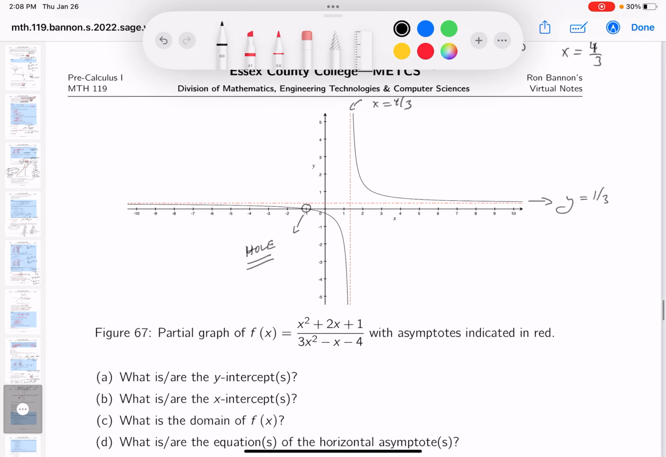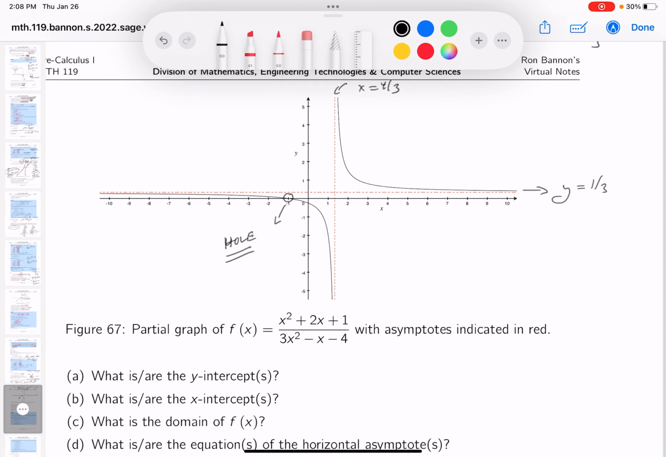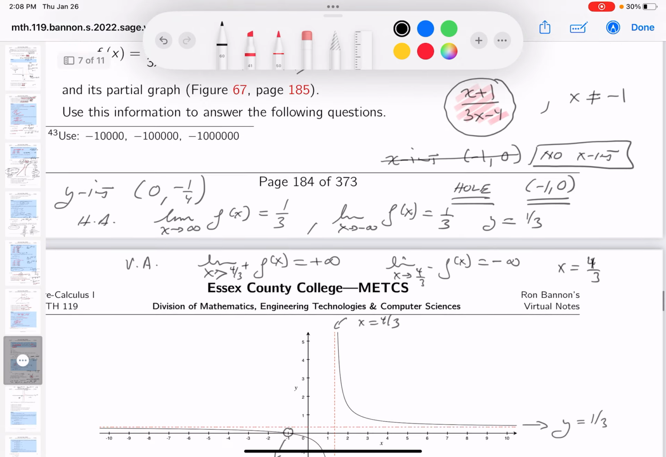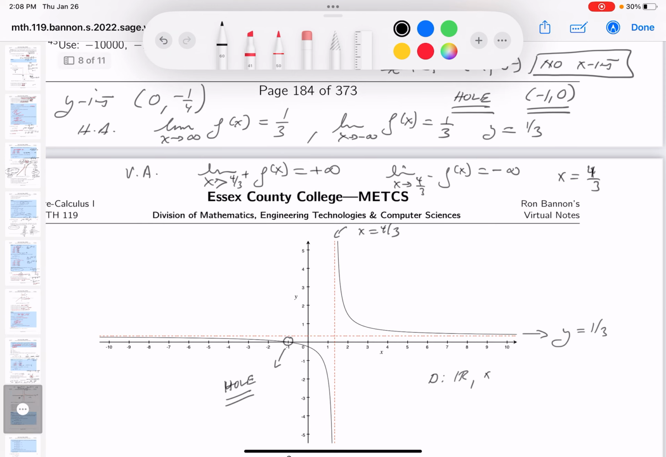Just keep going through it, looking at the picture I've got. I guess I could put the domain down, right? What's the domain going to be? All the real numbers. Let's go back and look at it. I'm going to say -1 can't be there. That's why I have a hole there, by the way. And the other number that can't be there is 4/3.